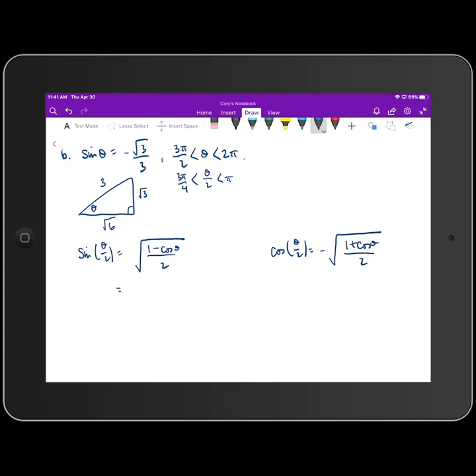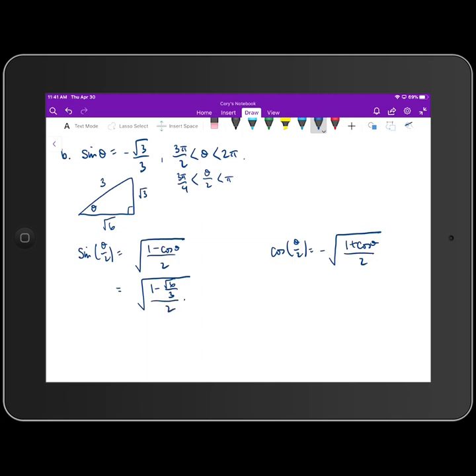So cosine of theta is adjacent over hypotenuse, which is rad 6 over 3. And because angle theta is in quadrant 4, we know cosine is positive in quadrant 4. So that's going to be 1 minus positive rad 6 over 3, which we're dividing by 2.